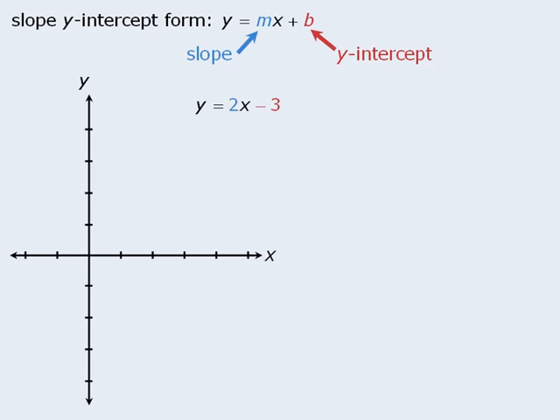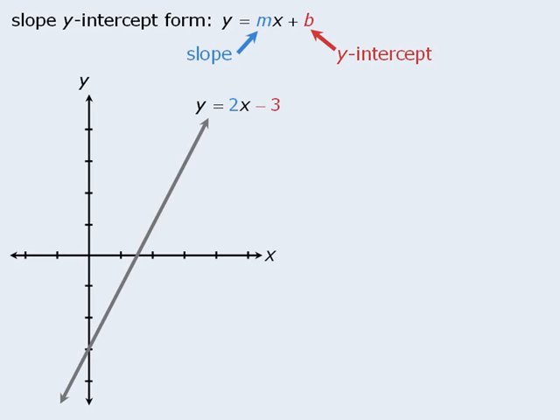So, for example, if we are given the equation y equals 2x minus 3, we should immediately have a good idea of what this line looks like. We know that its slope must be 2 and its y-intercept must be negative 3.